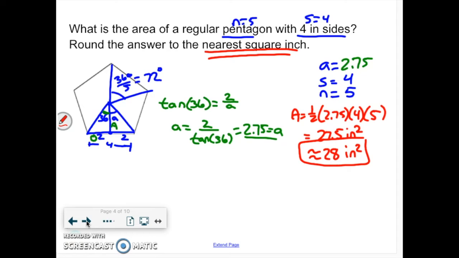Okay. We're going to try a few more, but now the difference is we might not know a couple things. So we might not know the side or the apothem, and then that's what we got to deal with. Okay. So real quickly, let's look at something like that.